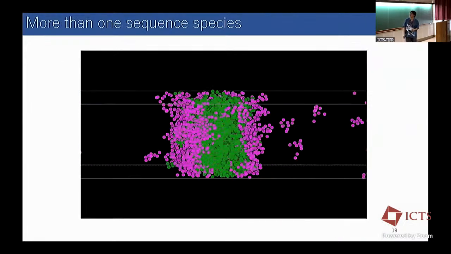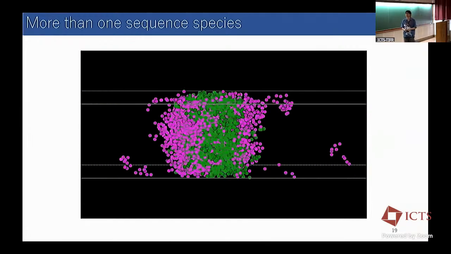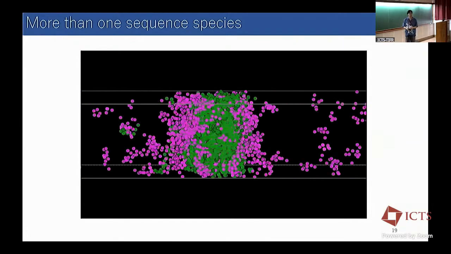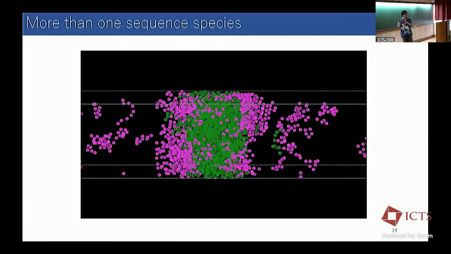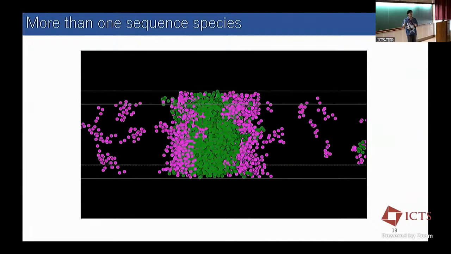Okay, so now we move on to what happens if you have multiple sequences. So here we have 200 protein sequences of different sequences. Sorry, we have two different sequences, and we have 200 of each of them.